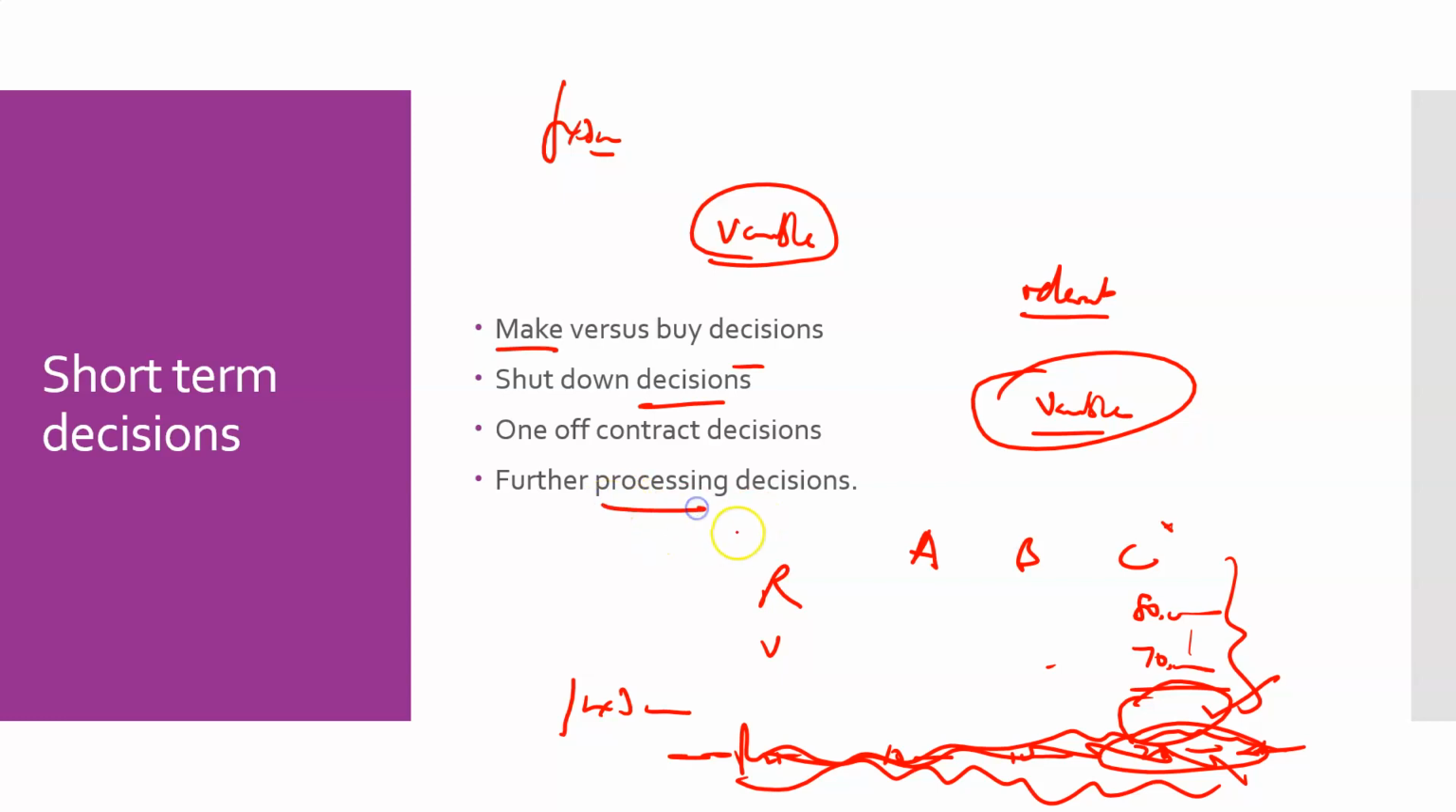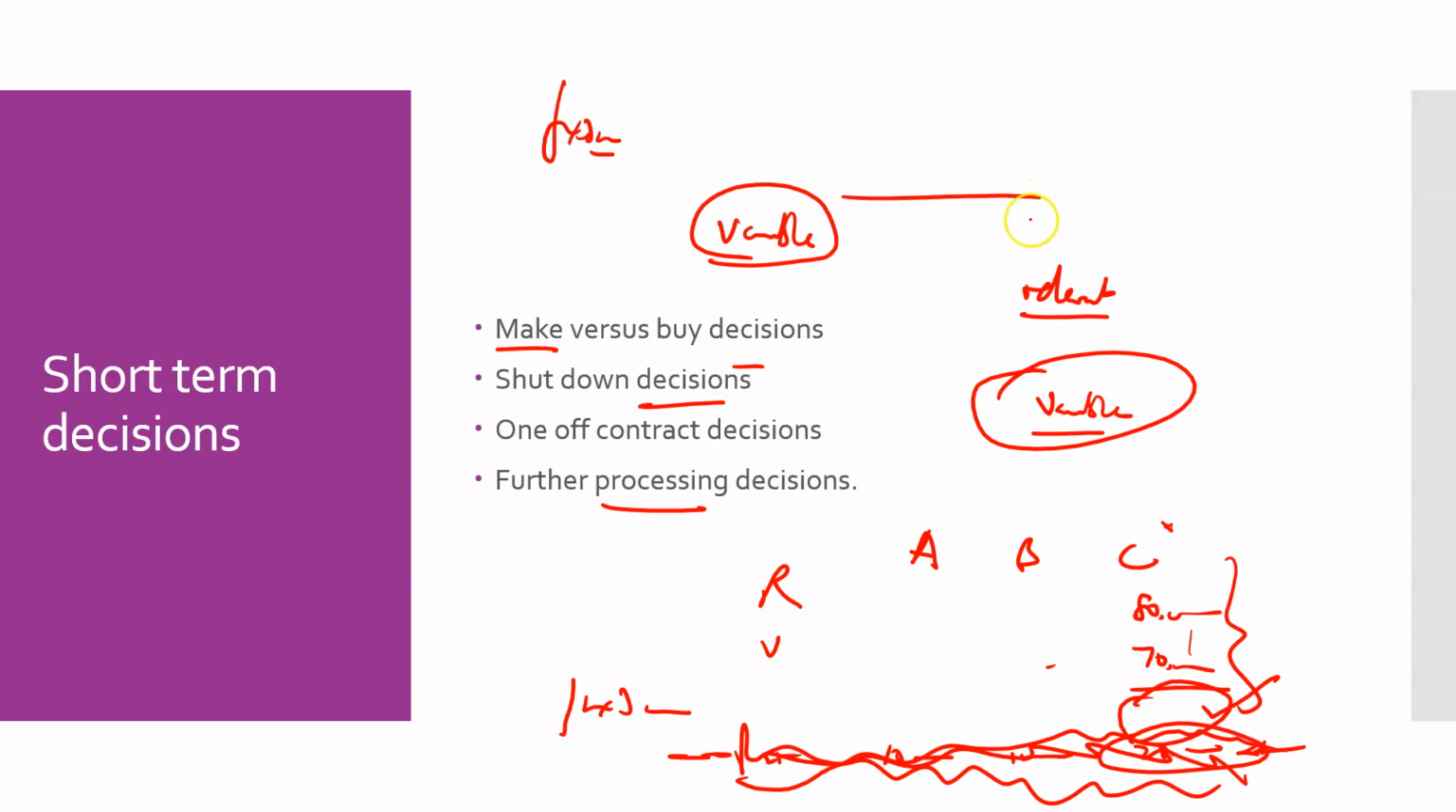And then, with further processing costs, again we're interested in the variable costs involved, because we've not quite finished the project. And we just carry on. When you're deciding whether to carry on with the project, it's really the future cost you're thinking about.